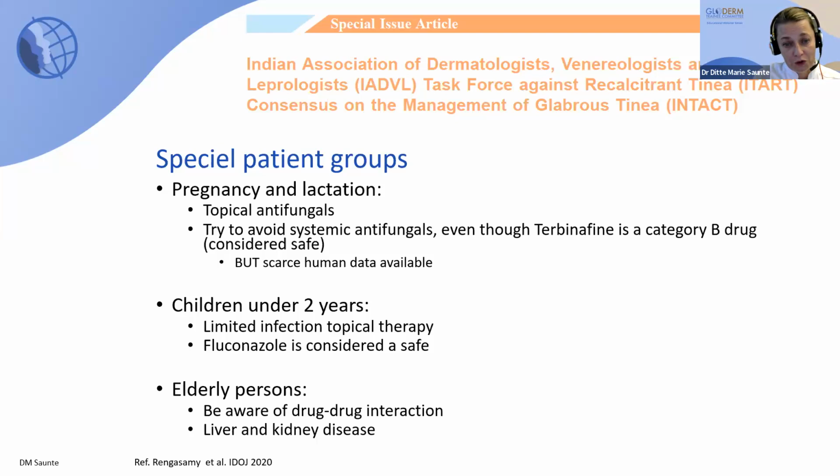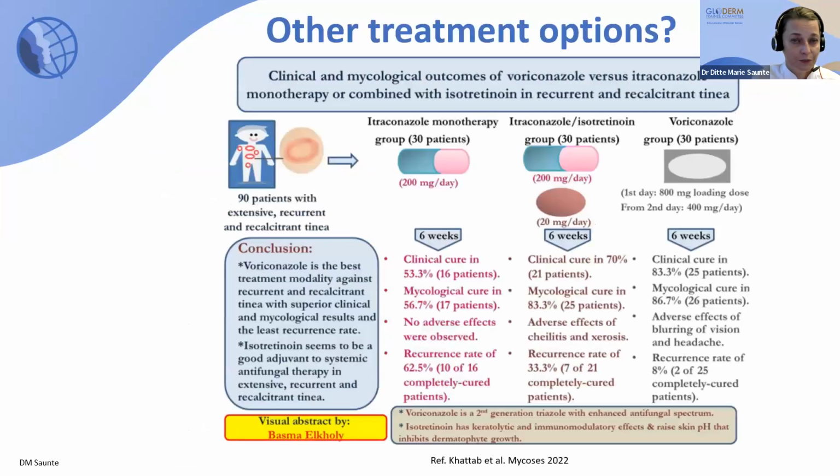Or use fluconazole in these patients, which is considered safe for smaller children. In the elderly, be aware that they often take other medications, so be aware of drug-drug interactions. Also, if they have liver or kidney disease, try to avoid certain drugs or reduce the dose of the drugs for these patients.